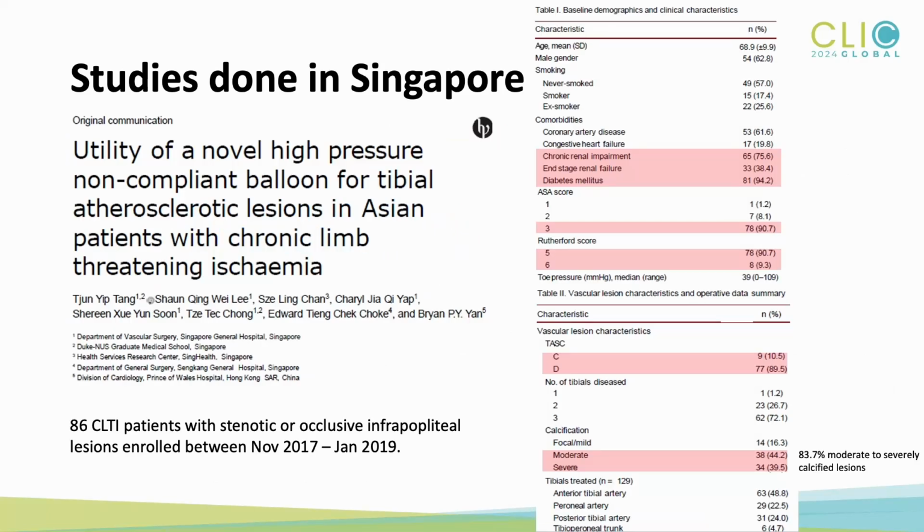The second is a study from my group, including patients from Hong Kong as well, 86 CLTI patients with chronic renal impairment. As you saw in the case that Marco was doing, 75.6% of them have it. And the Rutherford score, again, 91% Rutherford 5, and the rest Rutherford 6. CLI-C and D lesions only, with 83.7% moderately to severely calcified lesions.